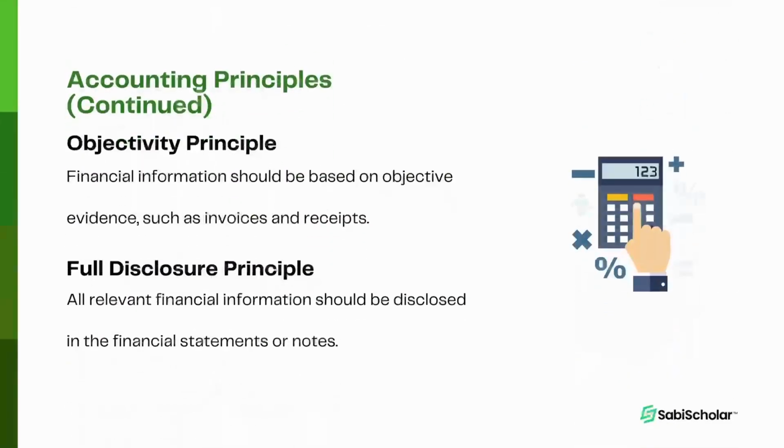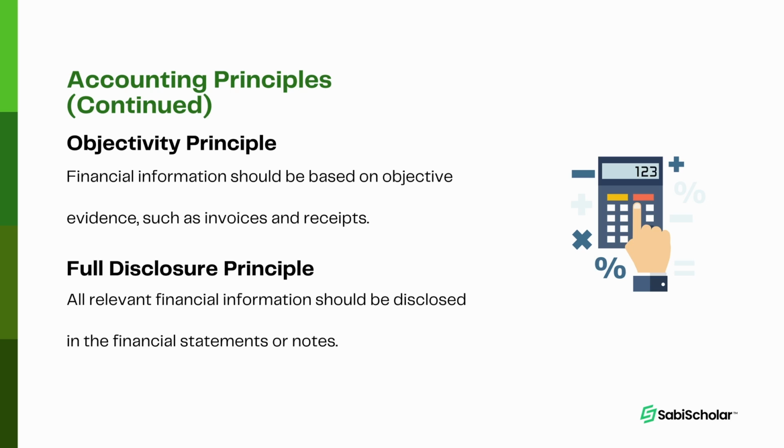Number four, objectivity principle. This has to deal with financial information being based on objective evidence such as invoices and receipts. You are not just thinking, I bought this, I bought that. No, we want to see the papers. There's this very popular thing we talk about, explaining and no evidence. So we want to see the evidence. We want to see the receipts. We want to see the invoices. We want to see every document that has to deal with that very transaction.